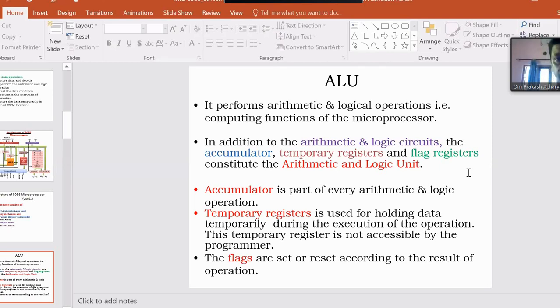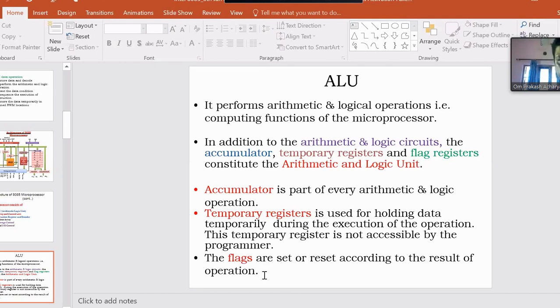You have done one operation, an arithmetic operation or logical operation. After doing that operation, what is the status of the result? That means if you do addition and the result is 0, then the flag will indicate that the result is 0. If you have a sign operation, whether it is a positive number or a negative number, after the operation it is reflected by the flag. That means the flag is set according to the result of the operation.